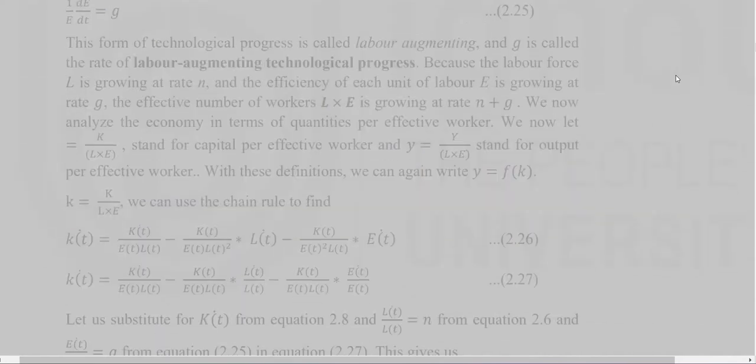ΔE/E = g, 2.25. This form of technological progress is called labor augmenting, and g is called the rate of labor augmenting technological progress. Because the labor force L is growing at rate n and the efficiency of each unit of labor E is growing at rate g, the effective number of workers L×E is growing at rate n+g. We now analyze the economy in terms of quantities per effective worker. We now let k = K/(L×E) stand for capital per effective worker and y = Y/(L×E) stand for output per effective worker.